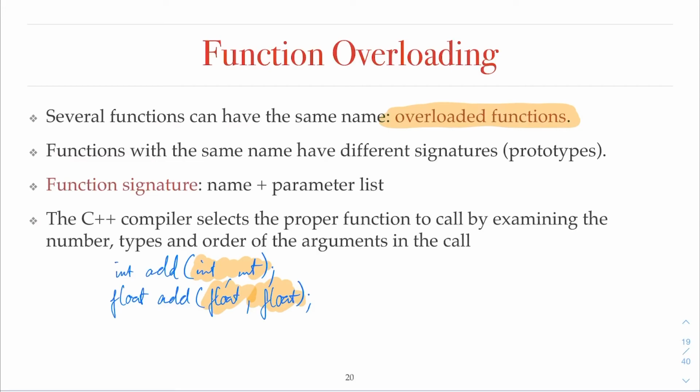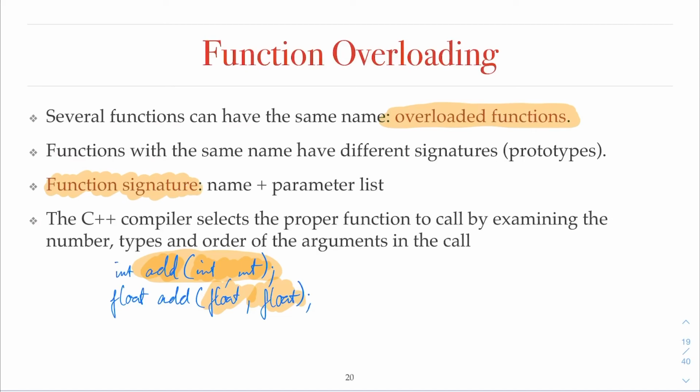Now how to do it? The compiler considers the function name and parameter list as a whole. This one we call the function signature. Alright, so this concept is important. When you say function signature, you mean the name of your function and the parameter list.